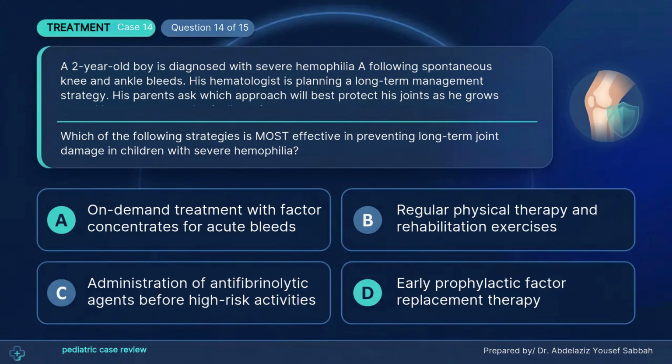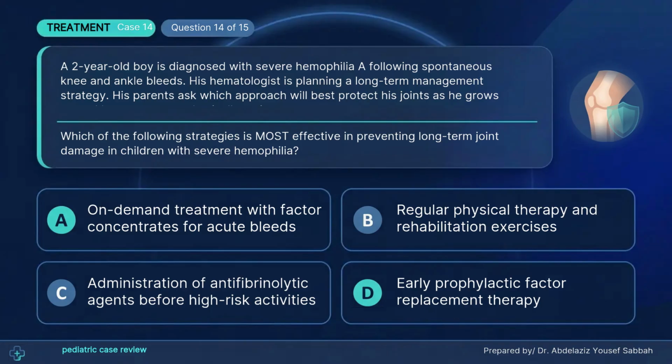Case 14. A 2-year-old boy is diagnosed with severe hemophilia following spontaneous knee and ankle bleeds. His hematologist is planning a long-term management strategy. His parents ask which approach will best protect his joints as he grows up and becomes more physically active. Which of the following strategies is most effective in preventing long-term joint damage in children with severe hemophilia?